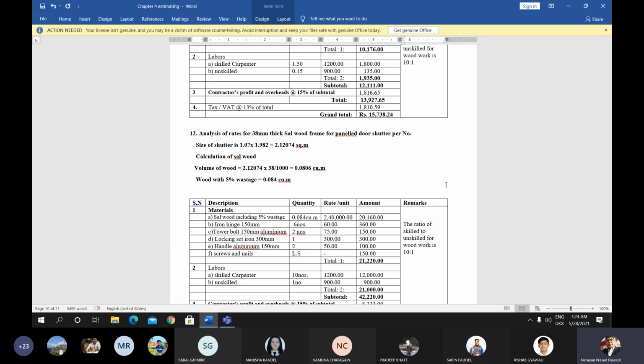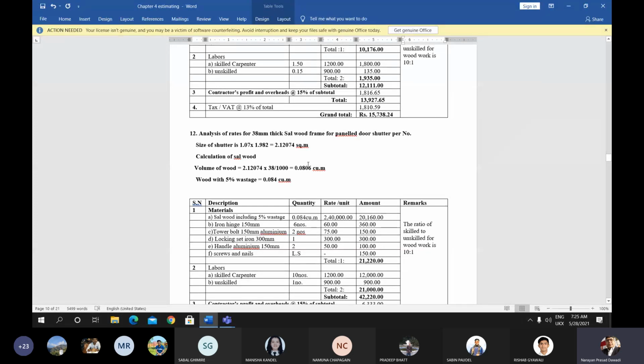Now, finding the calculation of solid wood, the thickness is multiplied by this square meter. You can get the volume of the solid wood required. Volume of the solid will be 2.12074 into 38 divided by 1000, which gives the value of 0.0806 cubic meter. Wood with 5% wastage, you will get the value of 0.084 cubic meter.